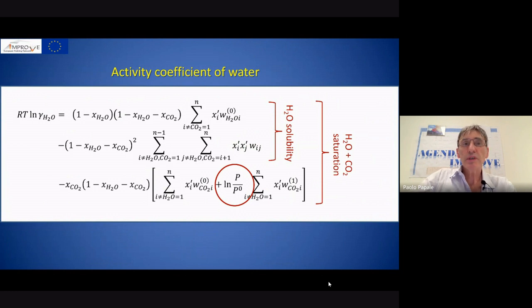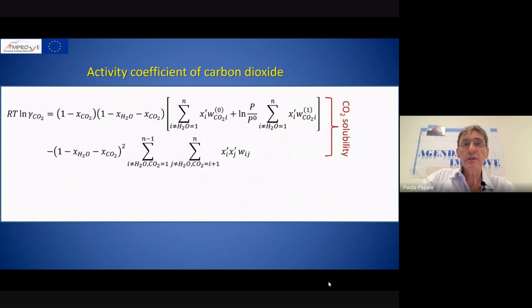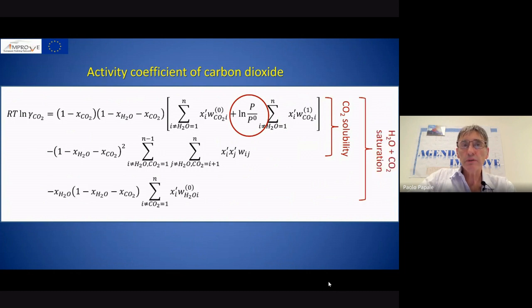The situation with carbon dioxide is different. The activity coefficient of carbon dioxide is a function of pressure always, even when carbon dioxide is the only volatile component in the system, whereas the presence of water together with carbon dioxide implies an additional term which is pressure independent.